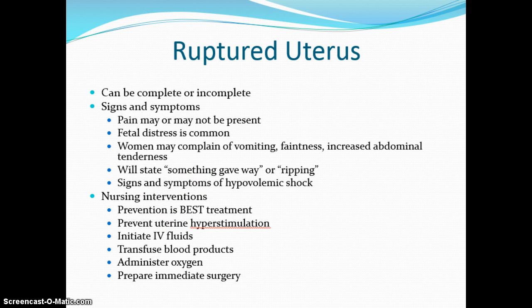So what we want to do is prevent a ruptured uterus from occurring. So being cognizant of those women that are at high risk for ruptured uterus, prevent hyperstimulation if we are inducing or augmenting labor, having IV fluids going, transfusing with blood products, and then prepare for immediate surgery.